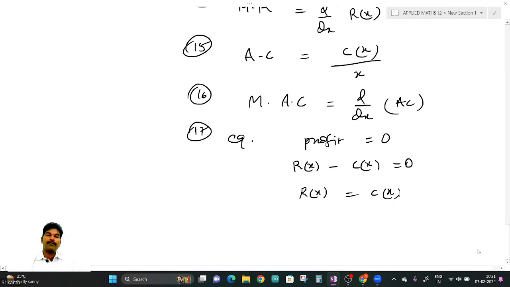And the equilibrium position is called profit zero. So profit means revenue minus cost equal to 0. That means revenue equal to cost. These are the very best formulas you have to learn.